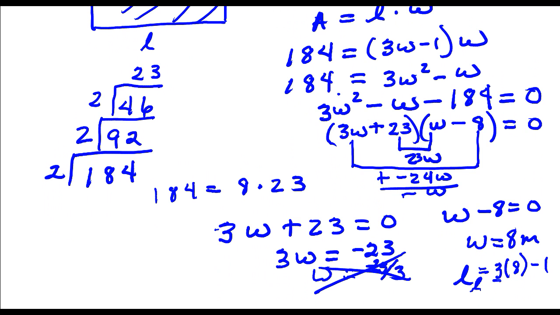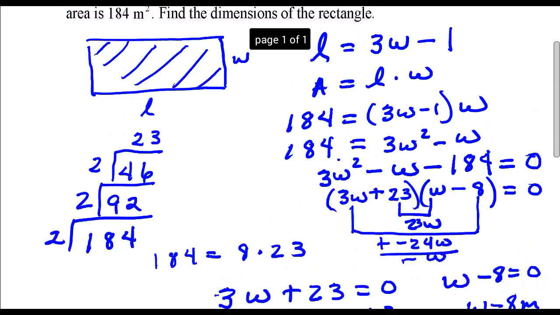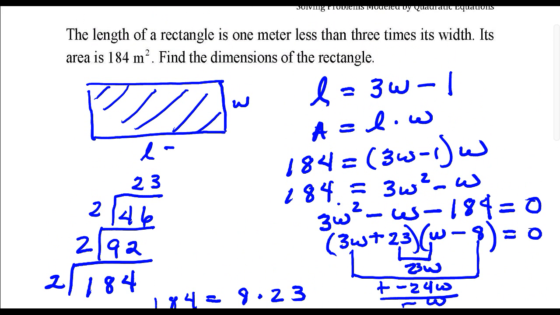So length in this case would be 23 meters. The length is 23 meters and the width is 8 meters. And that's it.